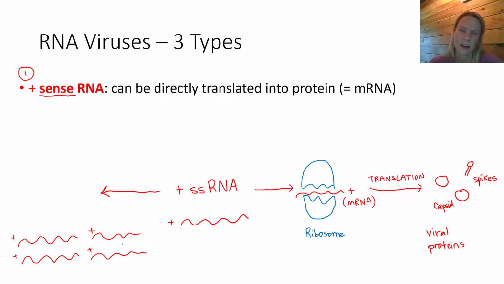Does the cell, our cells, do we have an enzyme that can copy RNA to make more RNA? That's right, we don't. We have enzymes that copy DNA into DNA called DNA polymerase. We have enzymes that copy DNA into RNA. We call those RNA polymerases. We do not have the ability to copy RNA into RNA. So that means we need an enzyme to do this. Well, where does this enzyme come from?